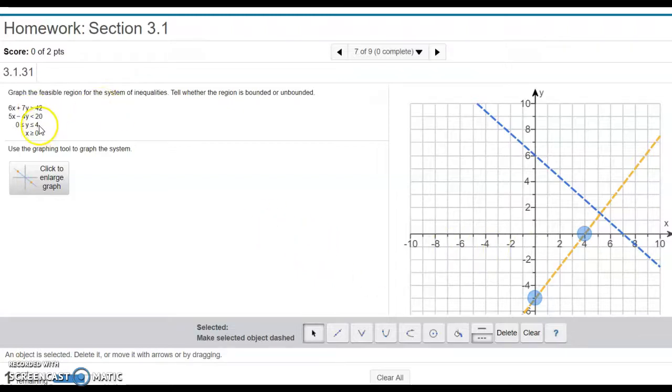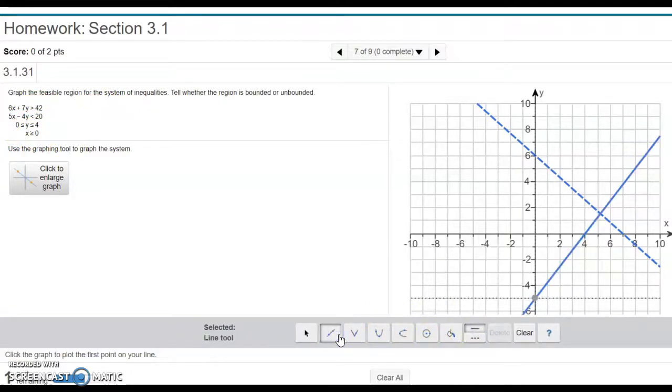Okay, now let's look at the next one. These can equal. So okay, we're going to have solid lines here. All right, and y normally goes up and down. So when y is trapped at 0, that's a horizontal line. So I'm right there. Okay, and I'll just put another point so it goes horizontal.